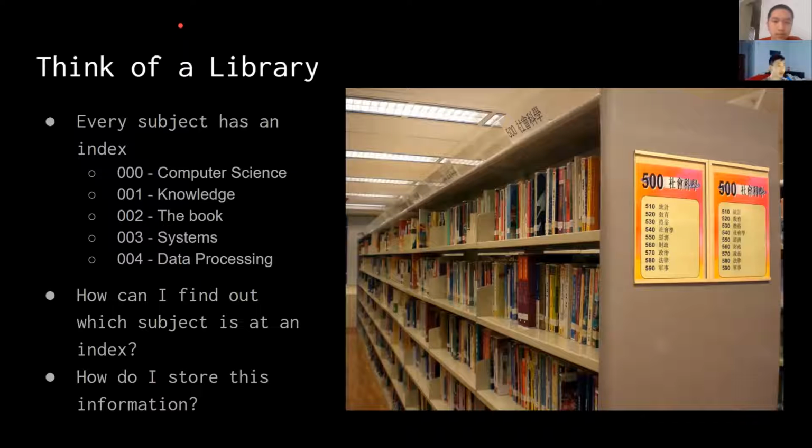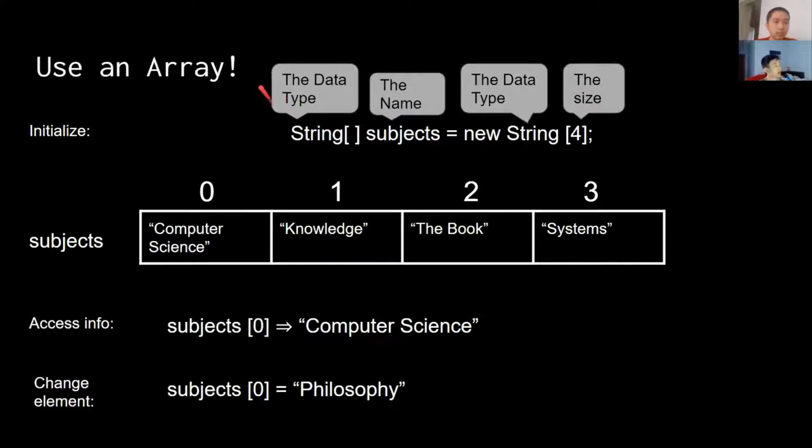So when you're thinking of arrays, you think of a library. Each subject has an index, so you have index 0, 1, 2, 3, 4, just like in an array. How can I find out which subject is at an index? And how do I store information at a certain index in the bookshelf, or array itself, right? Using an array, you have the data type, and then the name of the array.